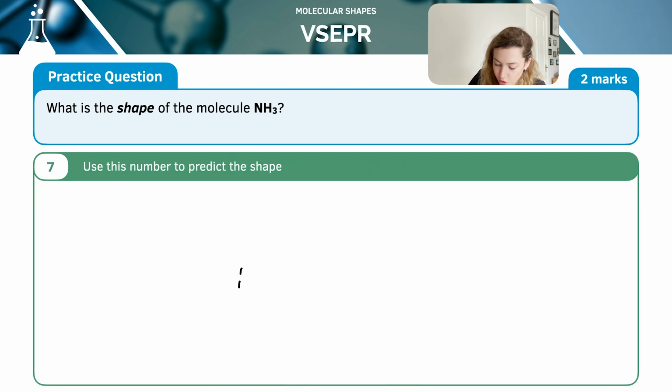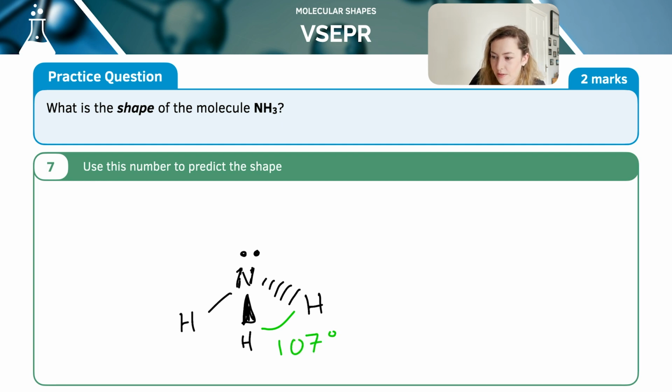So if I draw my structure, I'm going to have nitrogen with my lone pair up here, and then I'm going to form 3 bonding pairs here. And my angle is going to be 107 degrees. And what would we call this? Trigonal pyramidal.